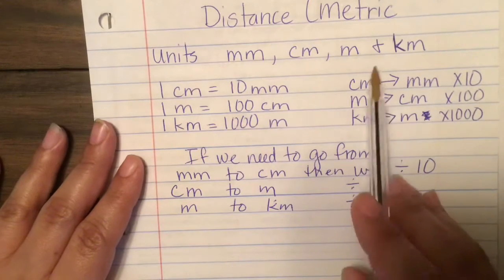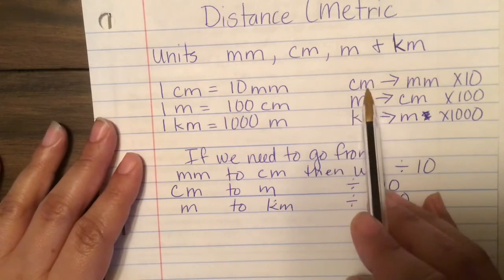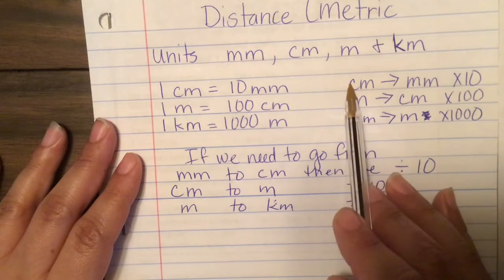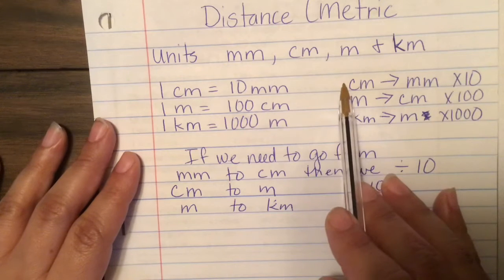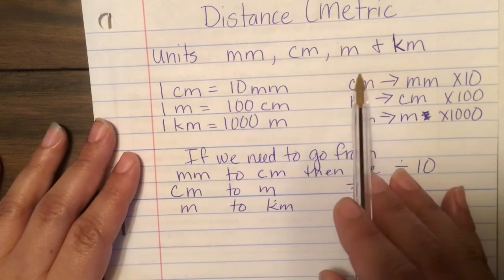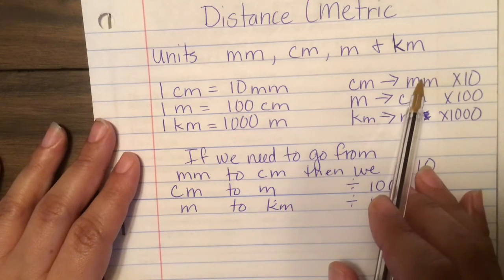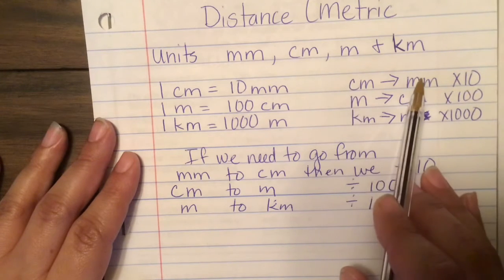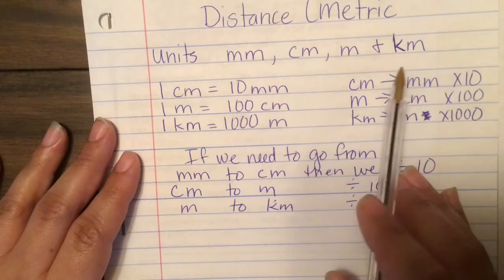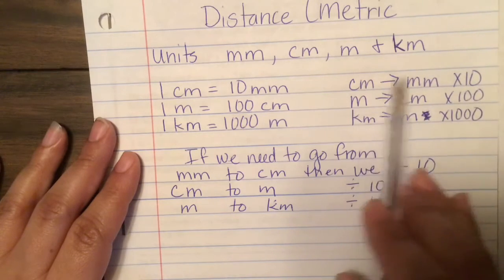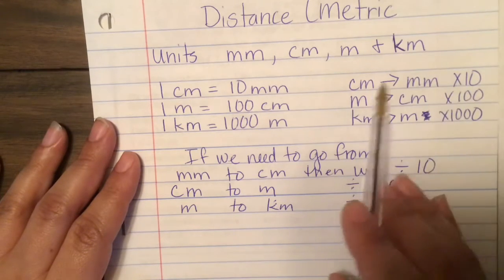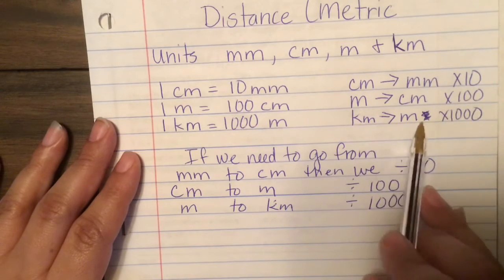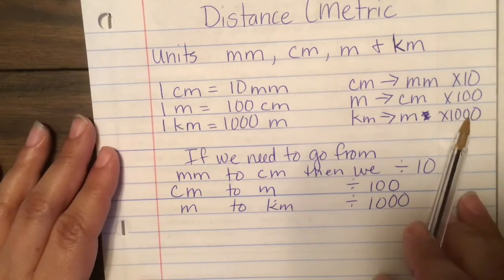So this is going from a large to a small unit. If I know how many centimeters I have, and I want to find out how many millimeters that is, then I'm going to multiply. I'm going from a large unit to a small unit, so I multiply by 10. Large to small, I multiply by 100, and then large to small, I multiply by 1,000.